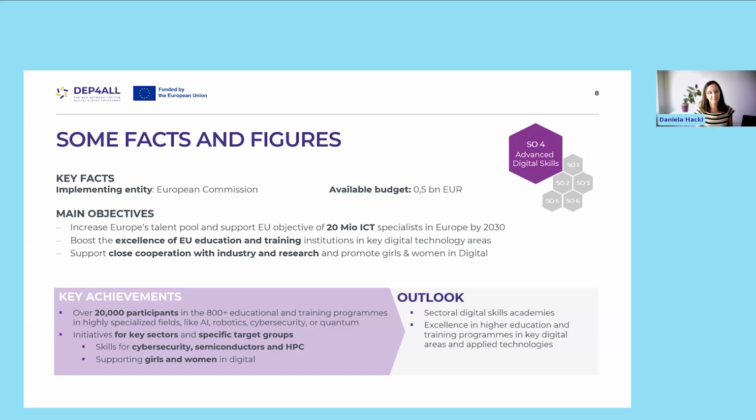Okay, so with the key achievements Digital Europe has reached until now, it was started in 2021, around 20,000 participants have already taken part in funded training and educational programs. There are at the moment ongoing programs for key sectors, for HPC, for cybersecurity, and also ongoing projects that support girls and women in ICT. So there are a lot of activities running, and complementary activities are going to be funded. We will hear a little bit later what concrete activities are supposed to be funded in the next years until 2027. That's how long the program is running.